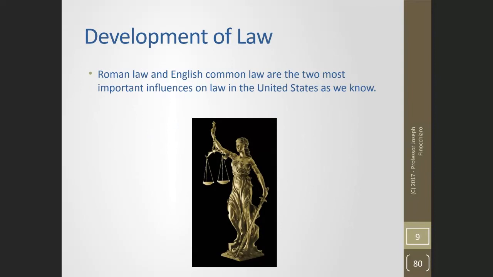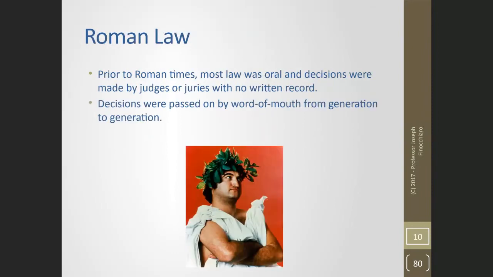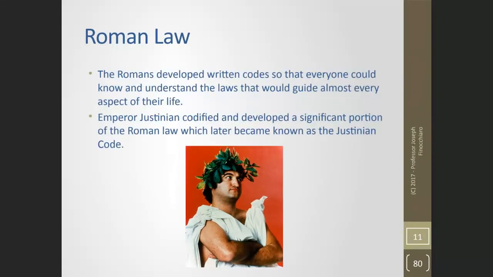Roman law and English common law are the two most important influences on law in the United States as we know it today. Prior to Roman times, most law was oral, and decisions were made by judges or juries with no written record, and decisions were passed on by word of mouth from generation to generation. The Romans developed written codes so that everyone could know and understand the laws that would guide almost every aspect of their life. Emperor Justinian codified and developed a significant portion of the Roman law, which later became known as the Justinian Code.